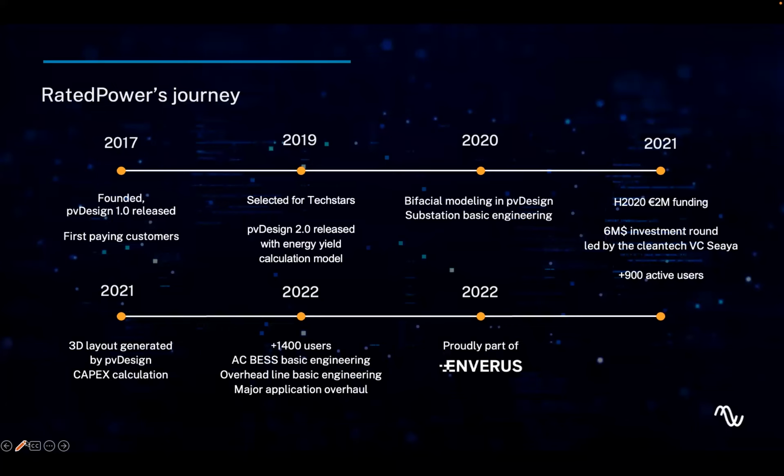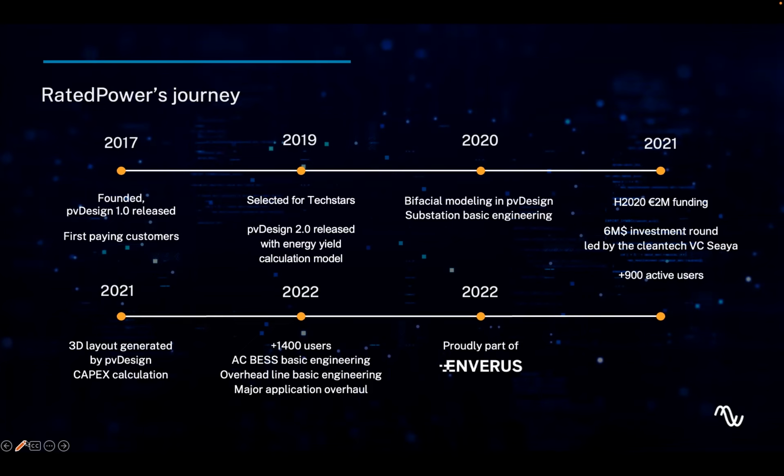pvDesign is software for the automation of basic engineering work for utility-scale ground-mounted PV plants. You start by uploading your parcel definition. You define some basic parameters like equipment selection, pitch, number of modules per string, etc. And you get the layout, a very detailed electrical system design, and a lot of documentation.